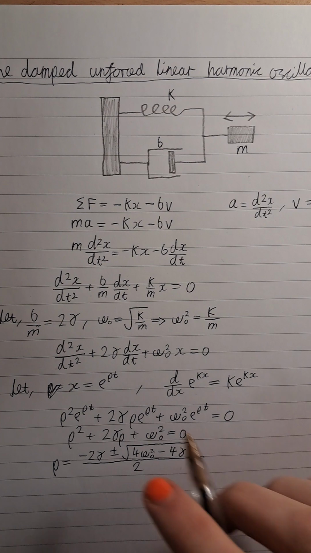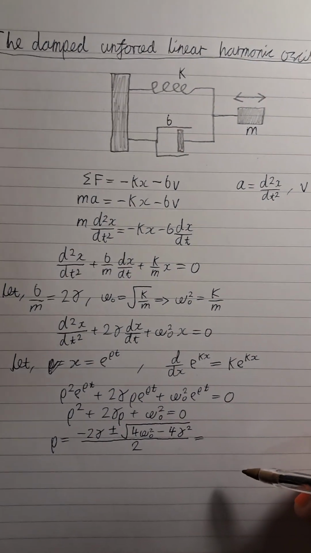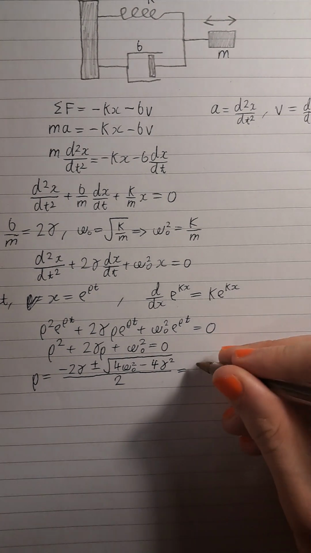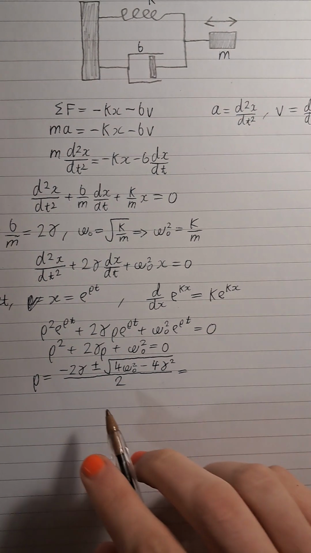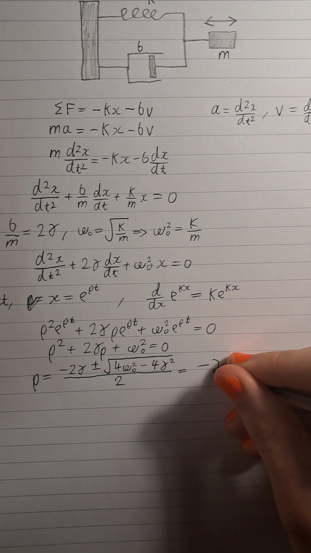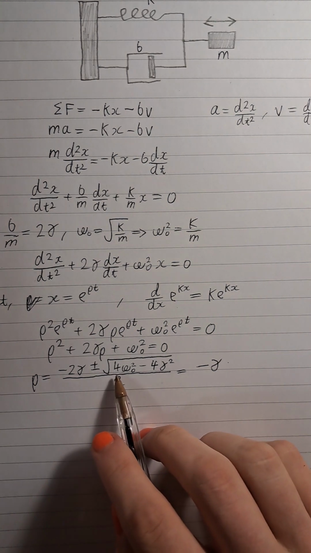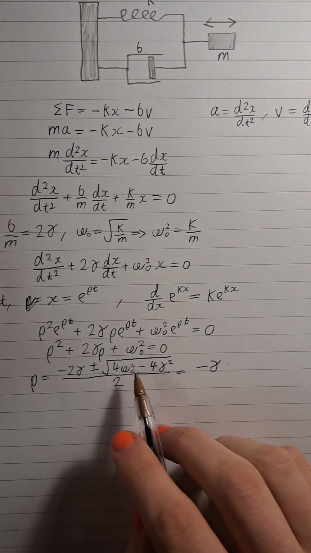That means that we can do a little bit of simplifying. This is why we set b over m equal to 2 gamma instead of just gamma, because it makes this simplification so much nicer to do. So if that's 2 there, that's 2 there, so we can divide through that quite nicely and just be left with gamma.